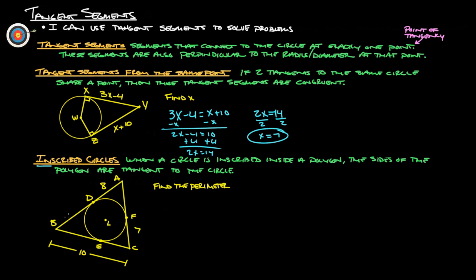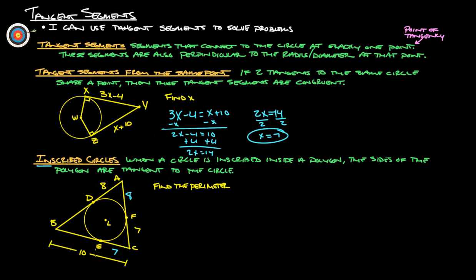So this is a tangent to the circle, this is a tangent to the circle, and this is a tangent to the circle. If you look at just part of this, let's say just this section right here, this here is a tangent and this is a tangent, and they both share that same point, so we know that these two segments are equal. If this is 8, this here also has to be 8. If this is 7, this over here has to be 7, right?